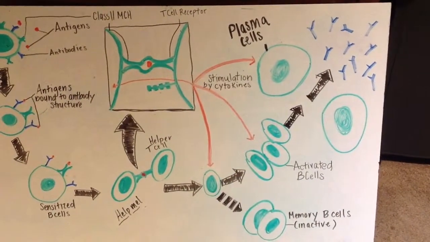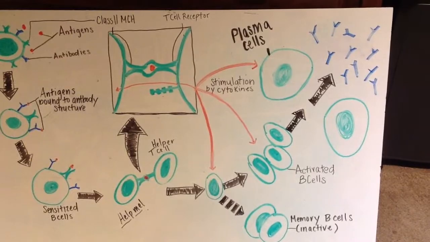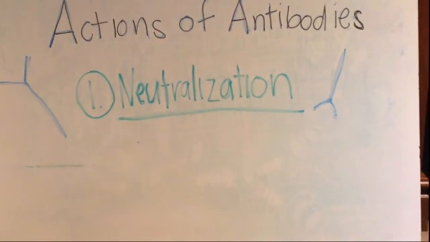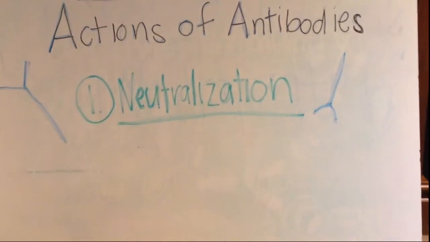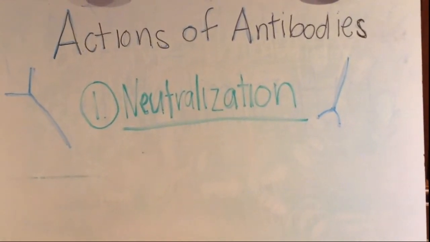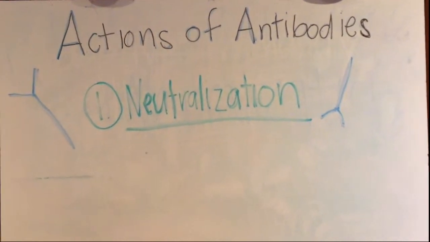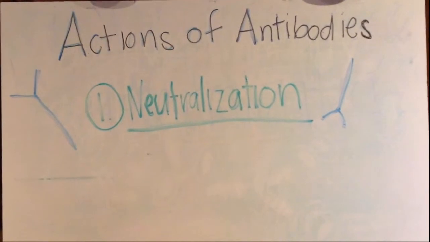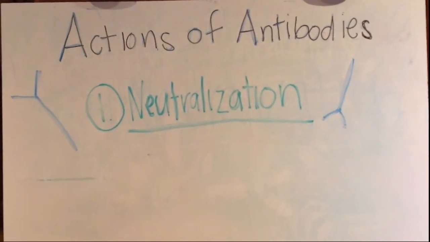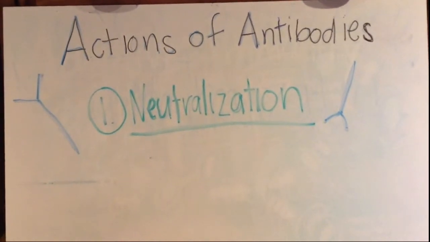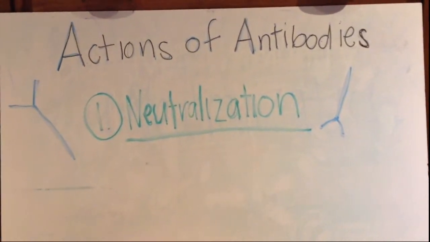Now, let's look further into the antibodies. We'll now be focusing on the actions of antibodies. Number 1 is neutralization. Both viruses and bacterial toxins have specific sites that must bind to target regions on body cells before they can enter or injure those cells. Antibodies may bind to those sites, making the virus or toxin incapable of attaching itself to a cell. This mechanism is known as neutralization.